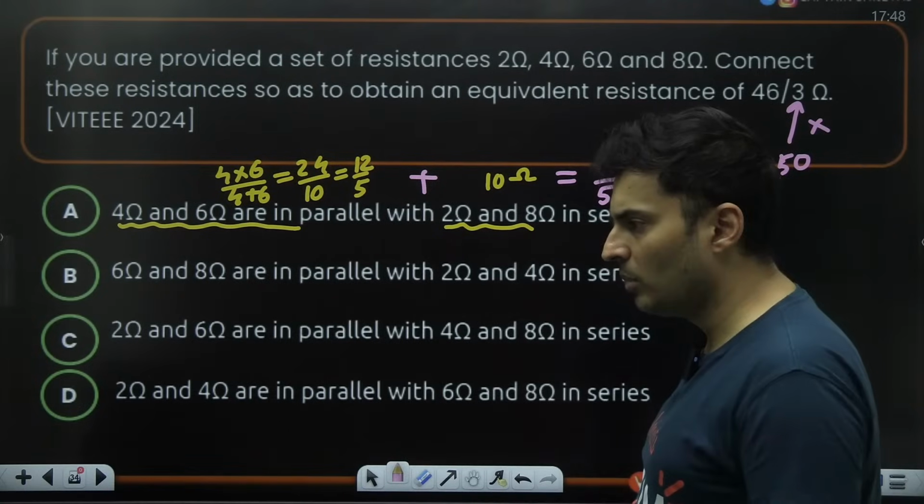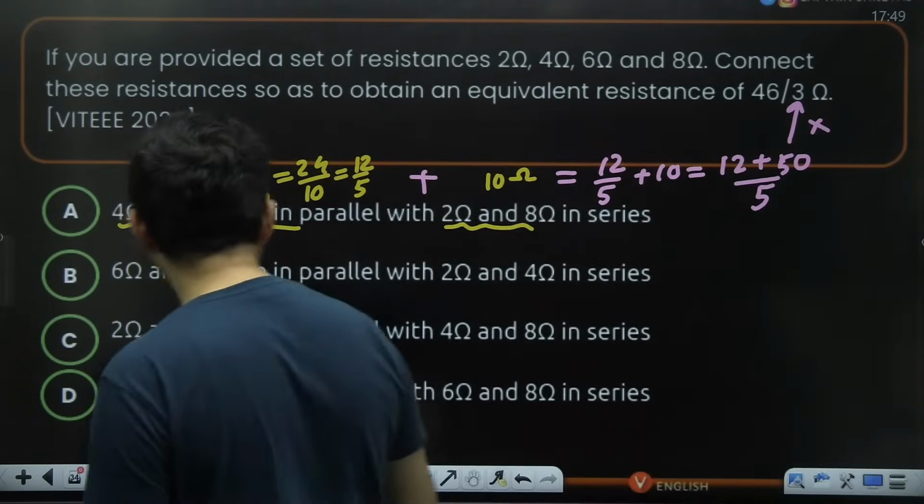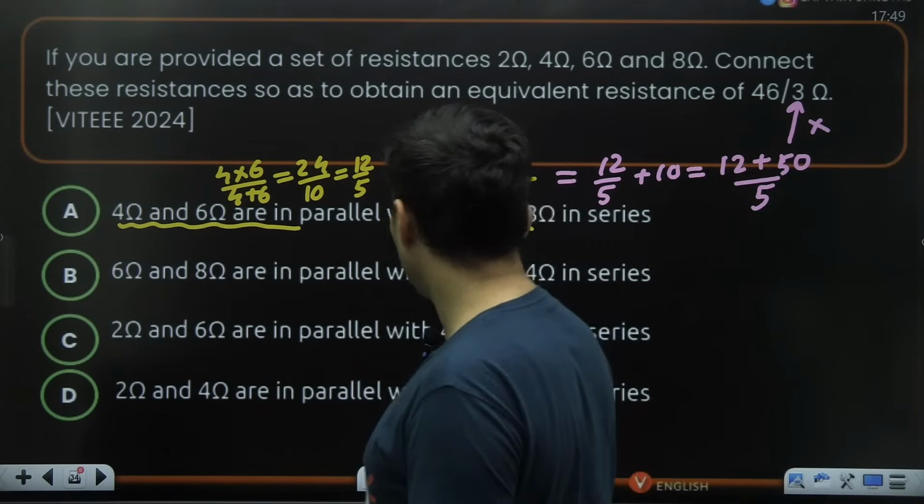Okay, we can choose some random option then. Some of you are saying D. Okay, we can try that out. 2 and 4 are in parallel.